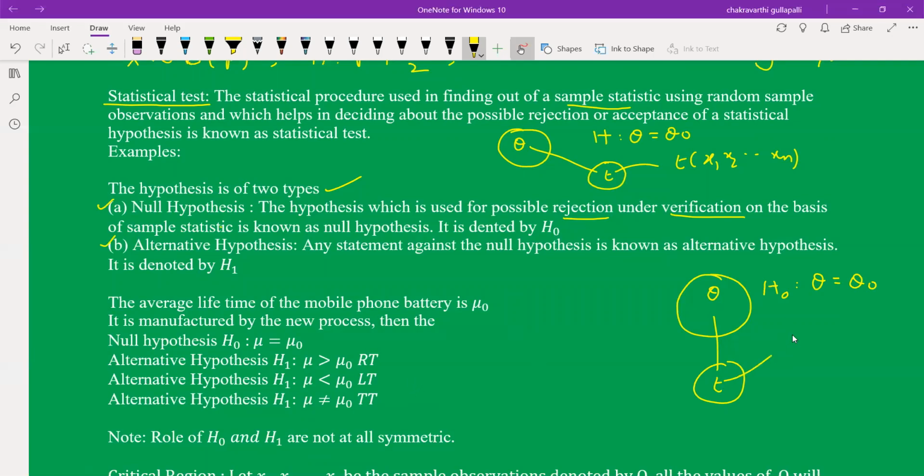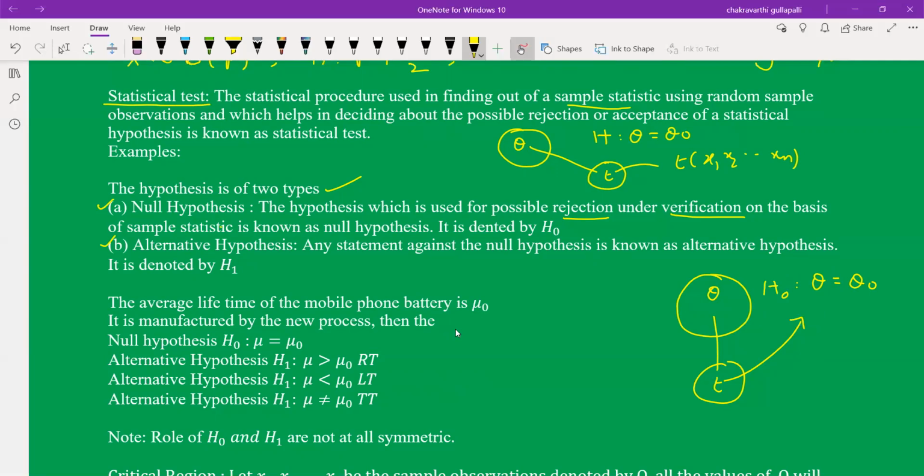So based on the statistic T, using this statistic T we have to reject or accept this statement. The statement put under verification on the basis of the sample statistic is known as the null hypothesis. Here, there is a possible rejection, so this hypothesis may be rejected or may not be rejected.